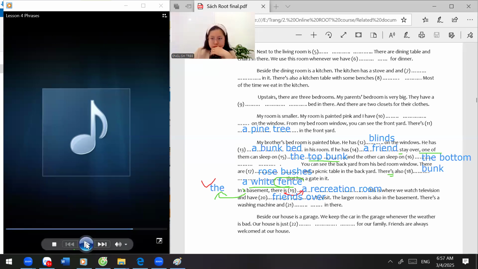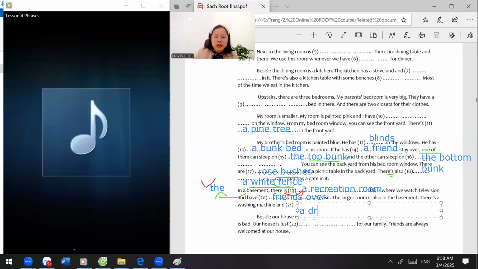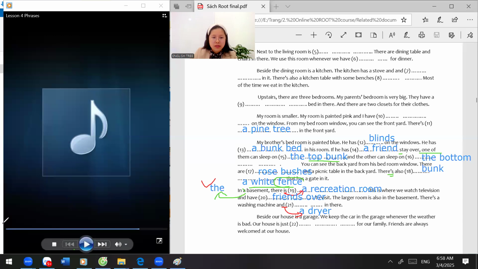The laundry room is also in the basement. There's a washing machine and a dryer in there. So is it the dryer or a dryer? Listen again. There's a washing machine and a dryer in there. So you can see very clearly that there's a sound link from and to a, and becomes and a dryer in there.